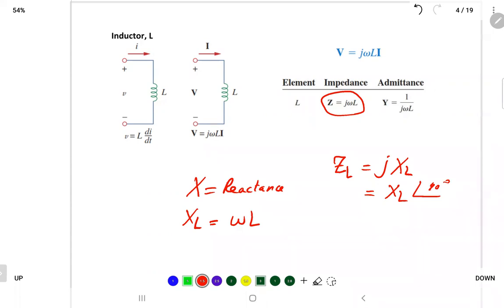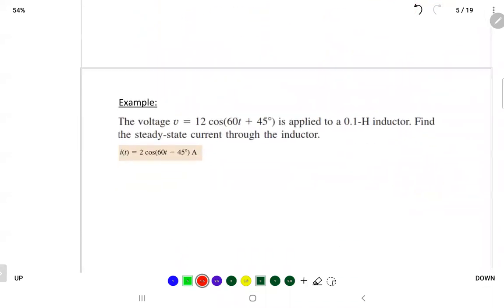We have admittance. It's the opposite of Z, of the impedance. If you just divide 1 over Z, you get Y, admittance. Let's take an example of how we solve this. We have an example.